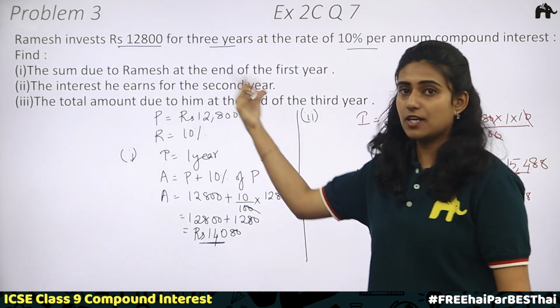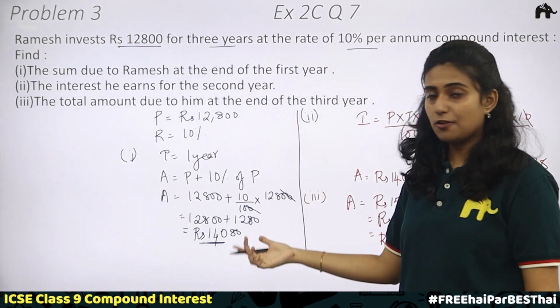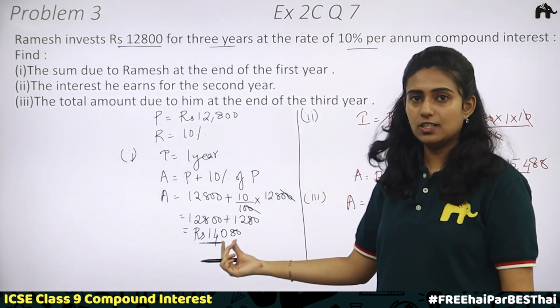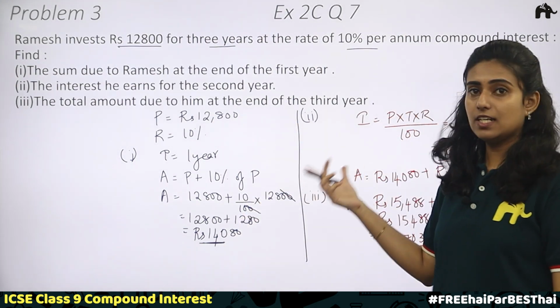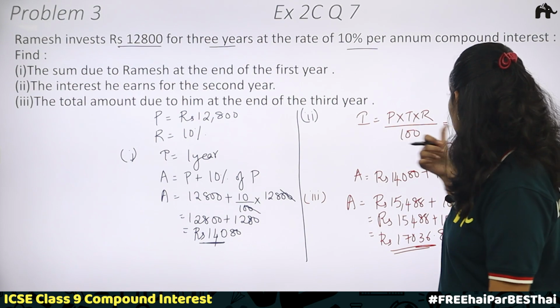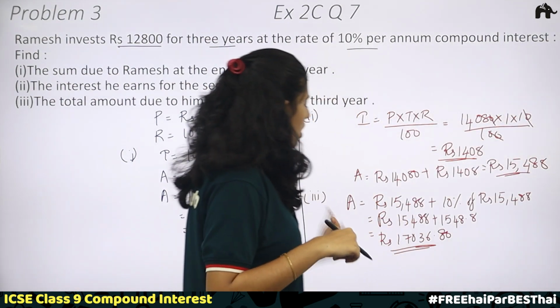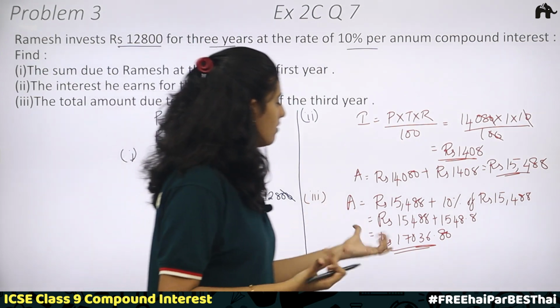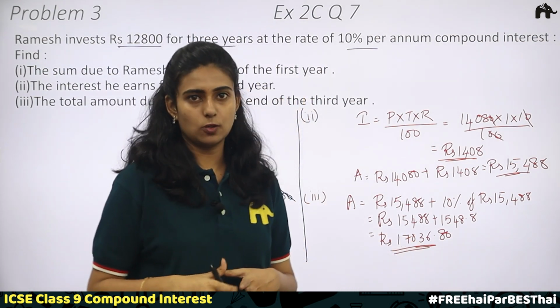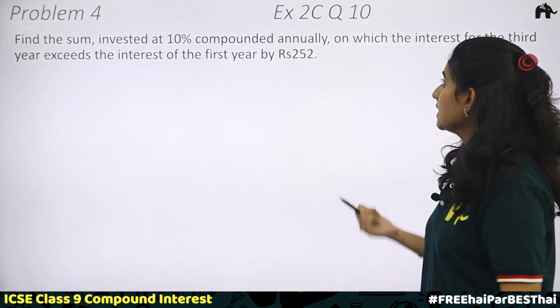We have the first part of the question, amount at the end of first year, that is equal to 14,080. Interest he earns at the end of second year, which is rupees 1,408, and the amount at the end of third year, 17,036.80. Problem number 4, question 10 of exercise 2C.